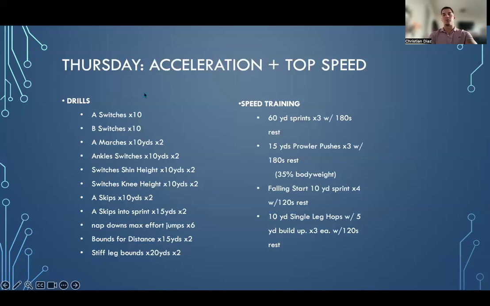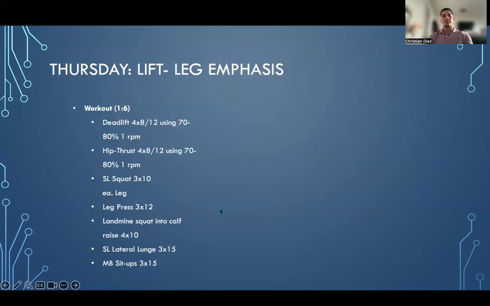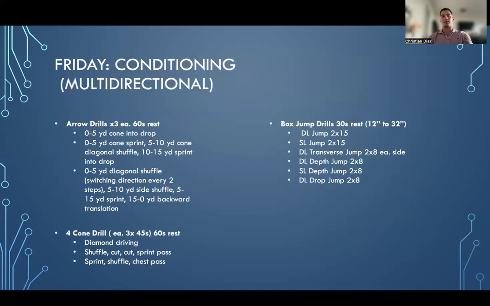On Thursday, we would do some acceleration and top speed work. Here, the drills are very similar, but in the training itself, for top speed, we're working on longer yardage of sprints. So here we have 60-yard sprints. For that day, we would also do some leg work for the resistance training part, with the emphasis on deadlift and hip thrust. Here we have more glute focused work and also more pressure on that extension of the hips.